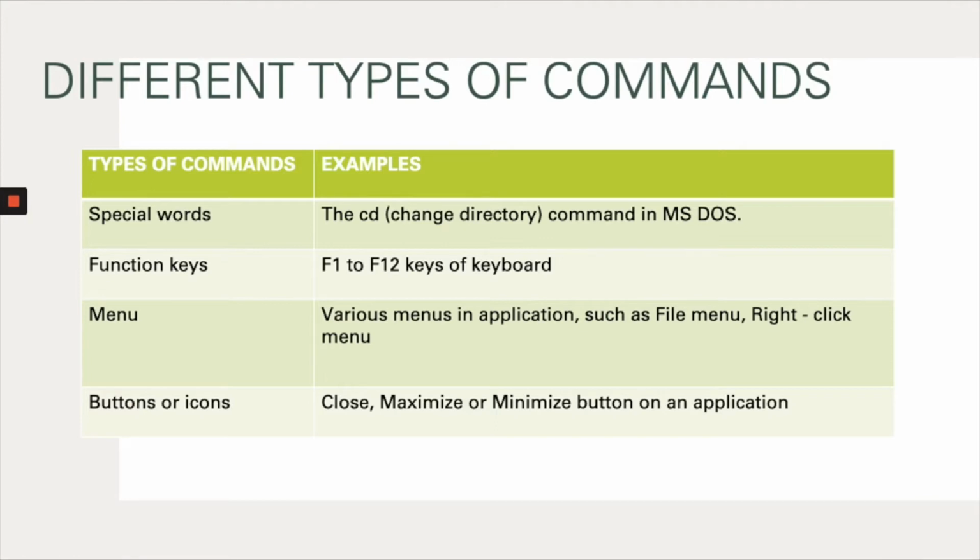Different types of commands. Special words: the cd or change directory command in MS-DOS. Function keys: F1 to F12 keys of the keyboard are used for different functions. It does the work directly. Menu: various menus in applications such as the file menu and right-click menu. Buttons or icons: close, maximize or minimize button on an application. All these are acting on commands.